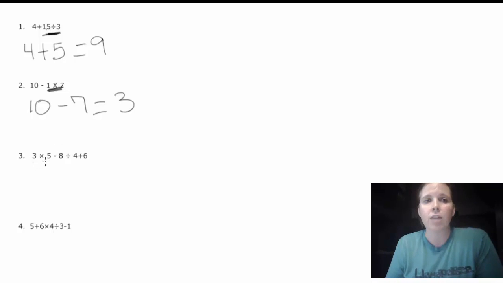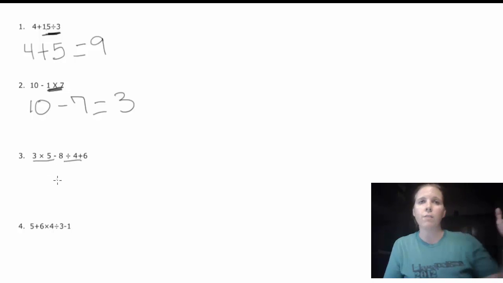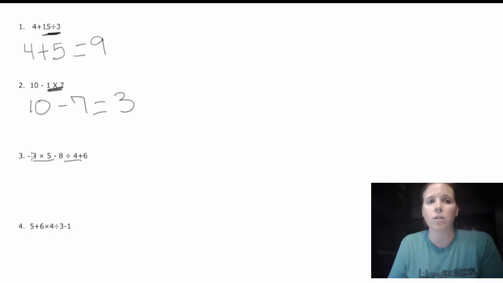Number 3. 3 times 5 minus 8 divided by 4 plus 6. Okay, so this one has a few more steps. We have a multiplication and a division. So this is when we look from left to right to see what we do first. So we do the 3 times 5 to get 15, and then we're going to subtract 8 divided by 4, plus 6. Go ahead and write it out.